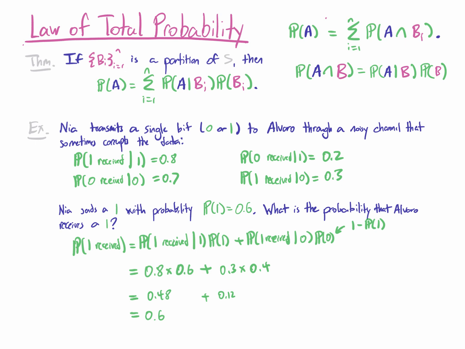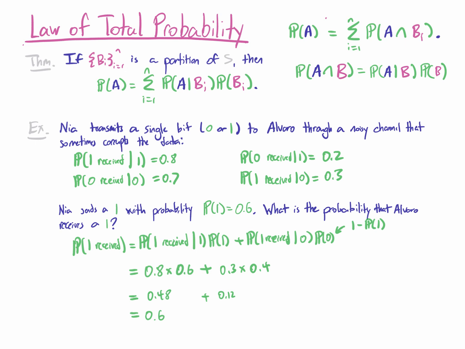Kind of by coincidence, this is not always guaranteed to happen, but with these specific numbers, we found that the probability that a 1 is received is actually equal to the probability that Nia chooses to send the 1, although this won't always be the case. With different kinds of noise, different values here, we could have gotten a different answer.